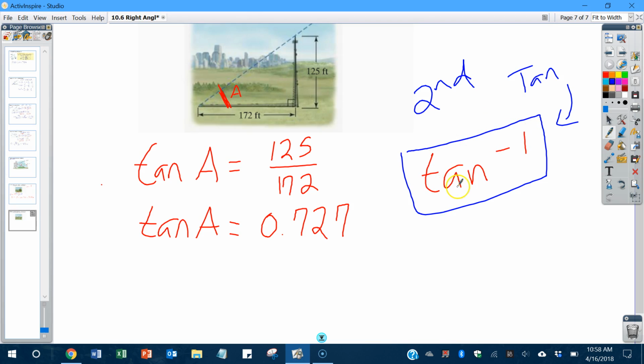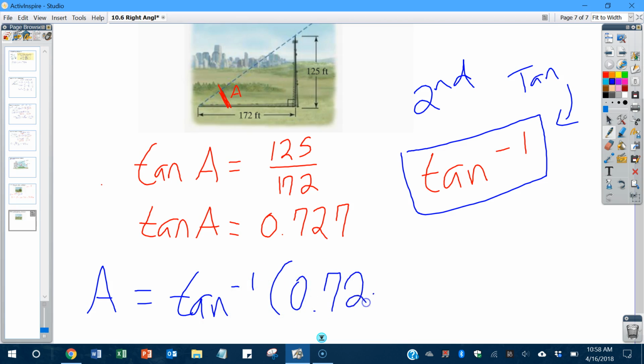And if I do that, that's going to give me the measure of angle A. So the measure of angle A is going to be the inverse tangent of 0.727, which gives me 36.02 or something. And that's going to be the measure of the angle.